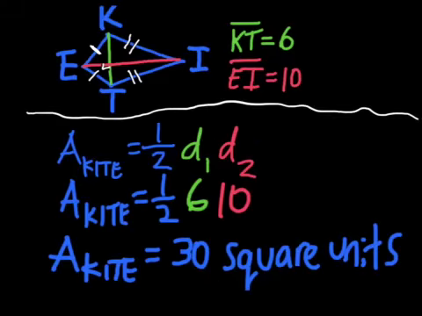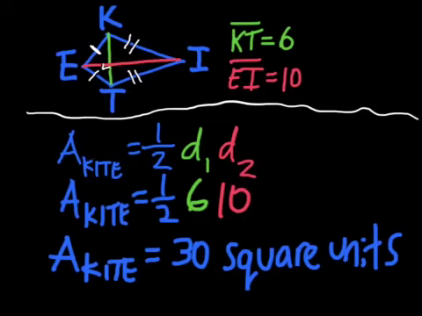In this slide, I just have a basic, straightforward example for a kite. You see the kite pictured above. We have the traditional kite here. KT, the green diagonal, is 6, and EI, the red diagonal, is 10.